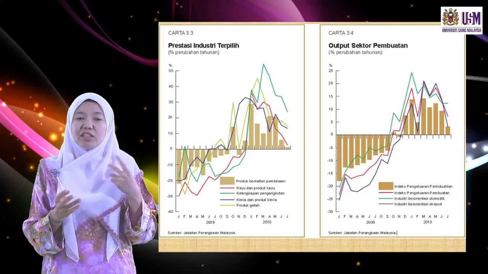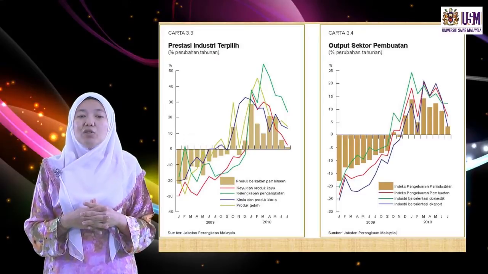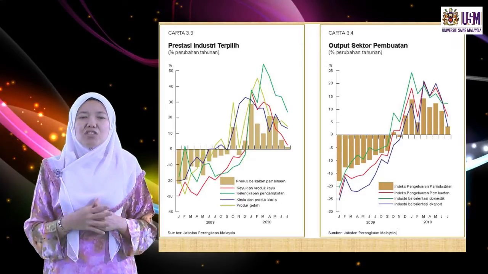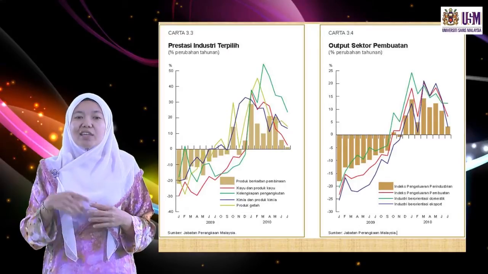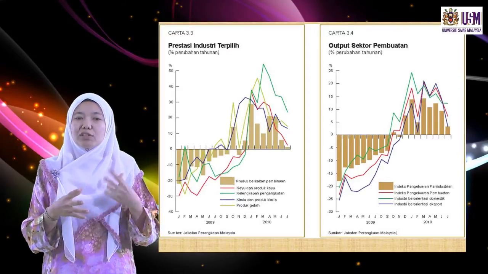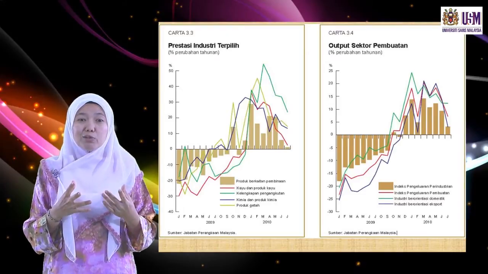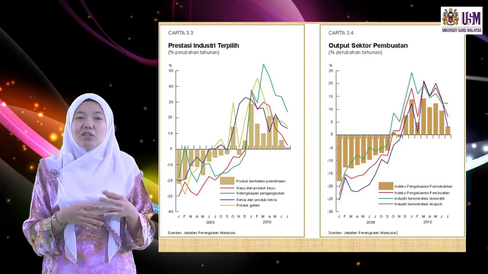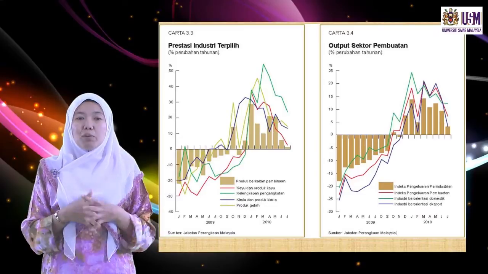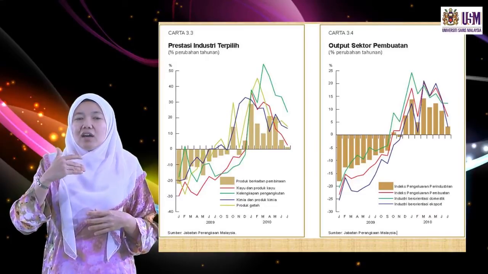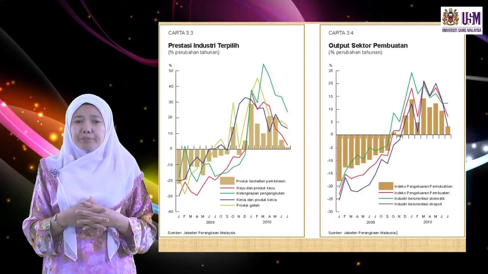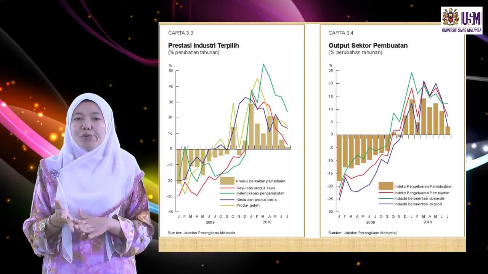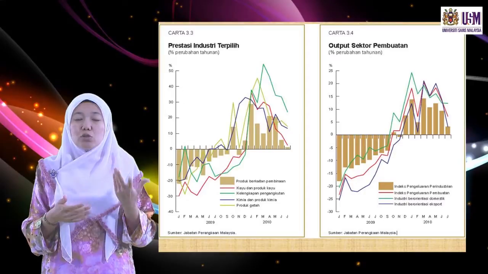On the left side of the screen, the bar refers to construction products, and the red line refers to wood and wood products. The green line refers to transportation equipment, and the blue line refers to chemicals and chemical products. The lighter green, or apple green, refers to rubber products. So this is the selected industries, because Malaysia is well known for the export of rubber as well as wood products, and then we have the chemical products.